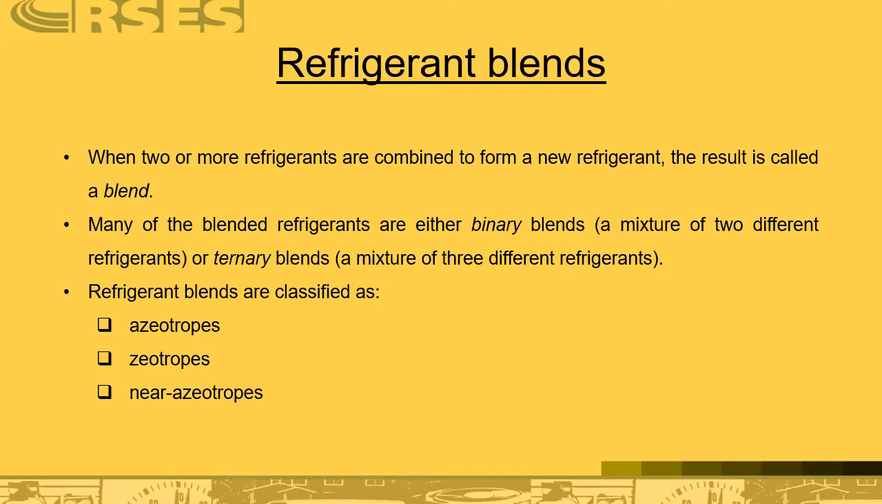Refrigerant blends. When two or more refrigerants are combined to form a new refrigerant, the result is called a blend. Many of the blended refrigerants are either binary, a mixture of two different refrigerants, or a ternary blend, a mixture of three or more refrigerants. Refrigerant blends are classified as azeotropes, zeotropes, or near azeotropes.